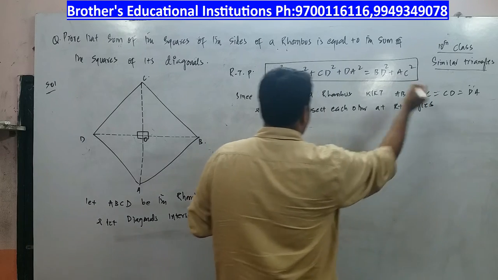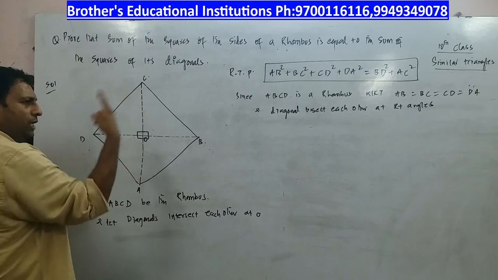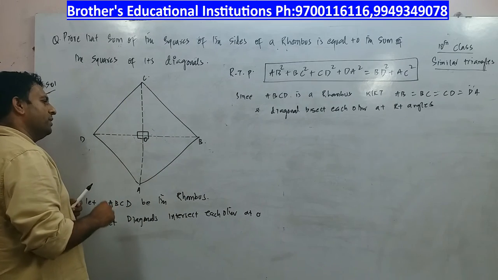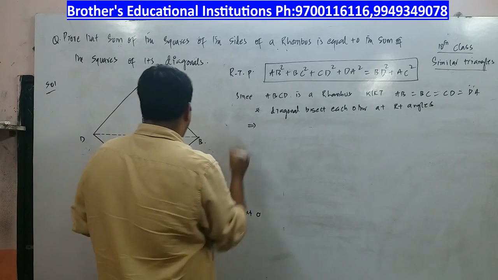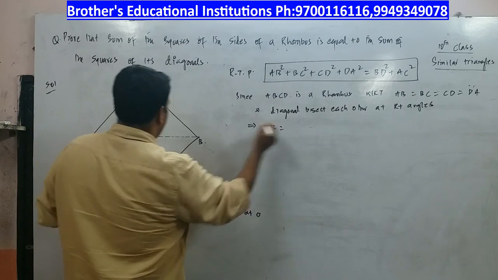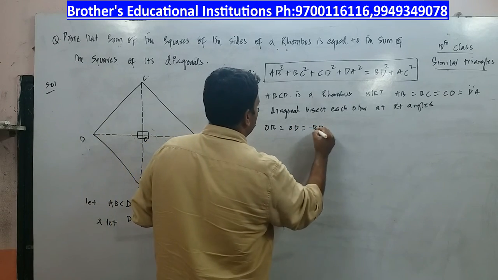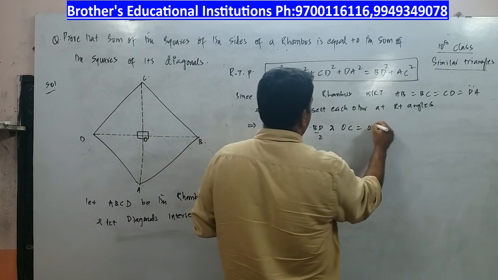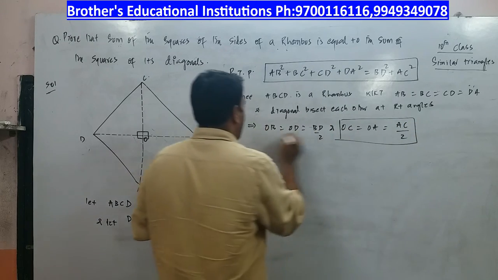This is a very, very important property. Bisect each other. What do you mean by bisect each other? This diagonal will divide this diagonal into equal parts. Two parts is something different than two equal parts. Pay attention over there. And this diagonal will divide this diagonal into equal parts. So I need to write that. OB is equal to OD, and that is equal to BD by 2. Similarly, OC is equal to OA, and that is equal to AC by 2. So these two things are of help to me.